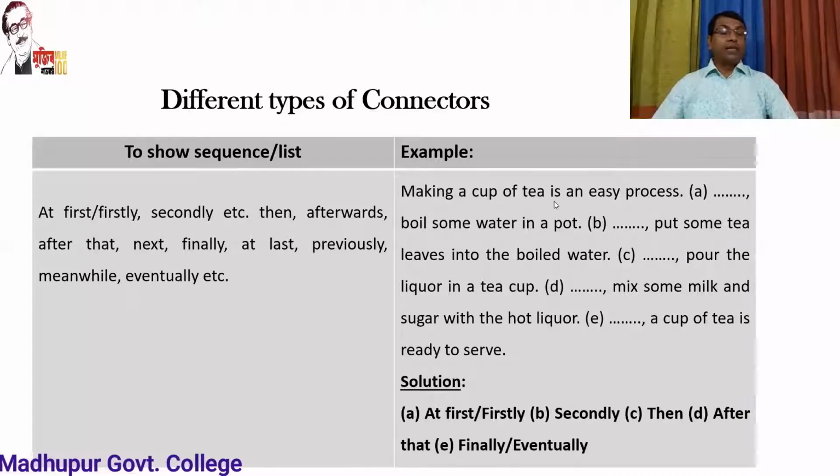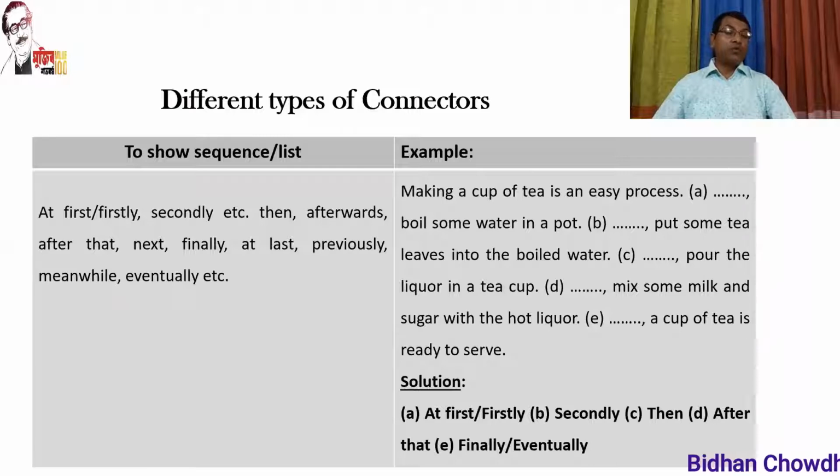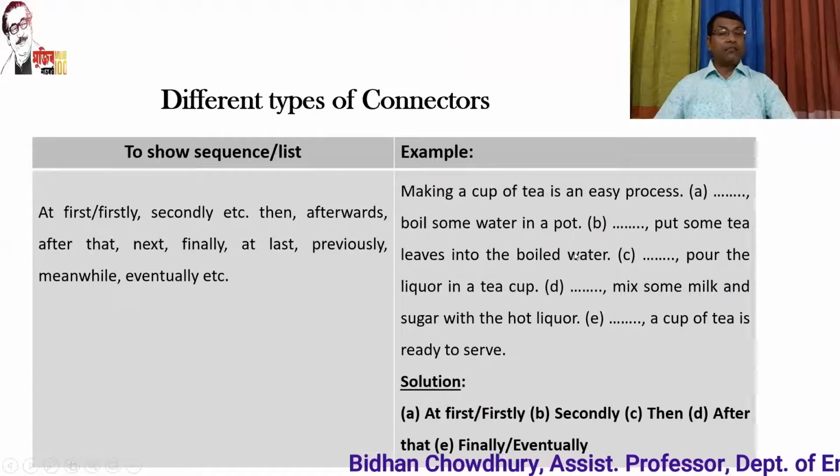So in the later sentences, we are going to describe the process, how to make a cup of tea actually, what process or what steps, what methods we are going to follow if we want to make a cup of tea. So, dear students, making a cup of tea is an easy process. Here we have a gap, that means we are to use a connector here.